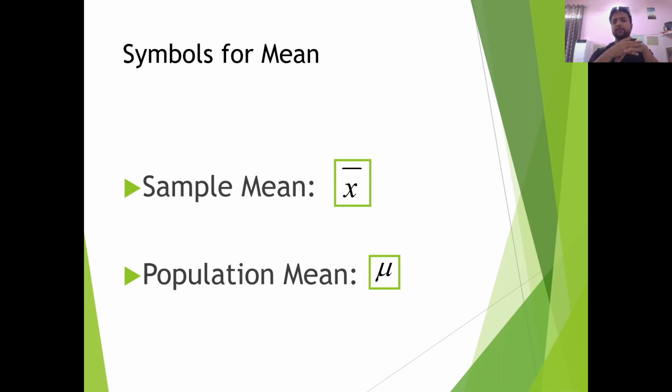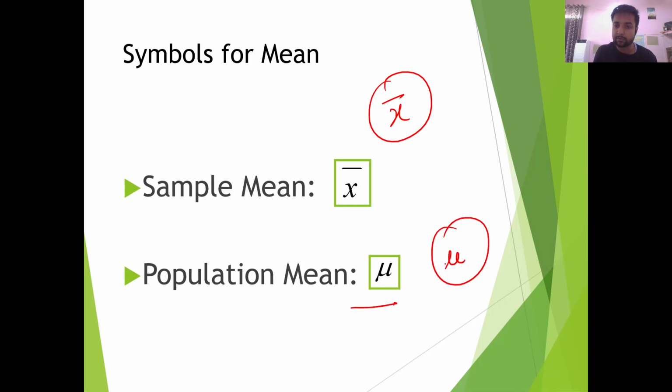There is one thing. The mean may have different kinds of symbols, so you need not worry about what X bar is, what mu is. Whenever we have to calculate a mean for a sample only, we will always use X bar. However, when we have to find the mean for the whole population, we will use mu.